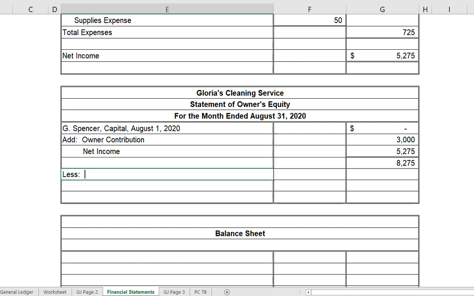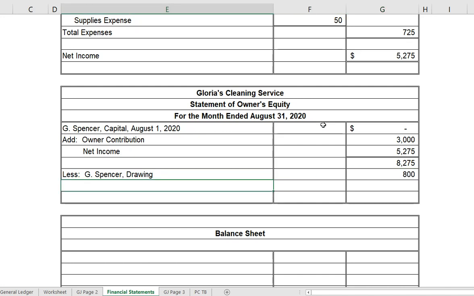And the 2 reductions are owner's draw, so when the owner takes money out of the business, or a net loss. Okay, you can't have both a net income and a net loss, so we know that we already had net income, so there is no net loss. But the owner did withdraw money from the business, so we're going to say G. Spencer, drawing, and she withdrew $800.